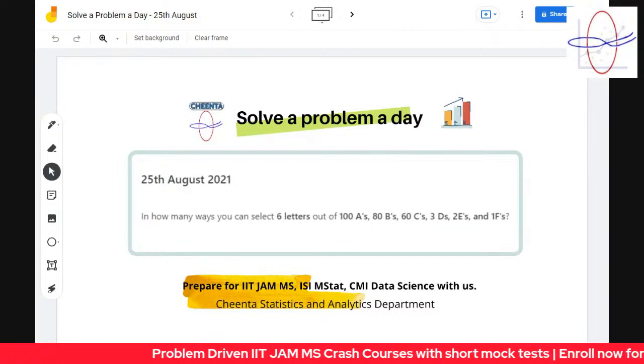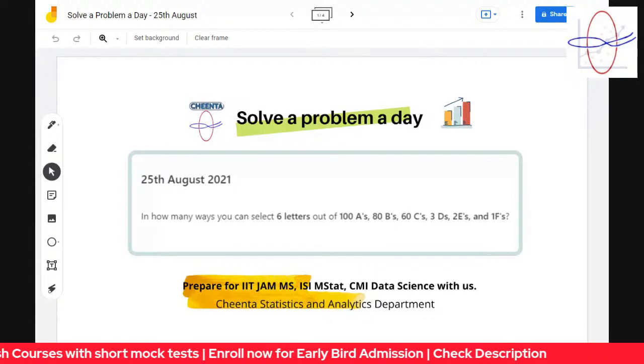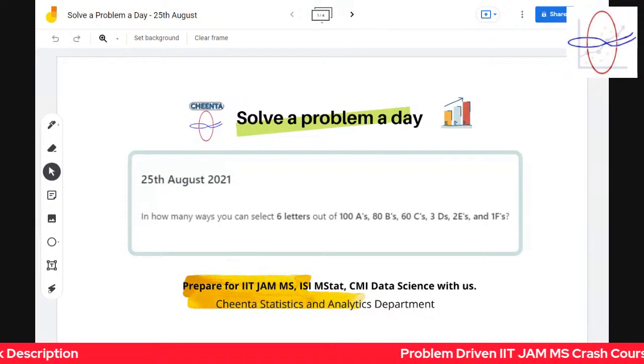So let's understand how we can approach this problem, how we can mathematically model it and use our foundational combination knowledge to solve it. This will take a bit of time because it requires some basic understanding. So let's get started, guys.